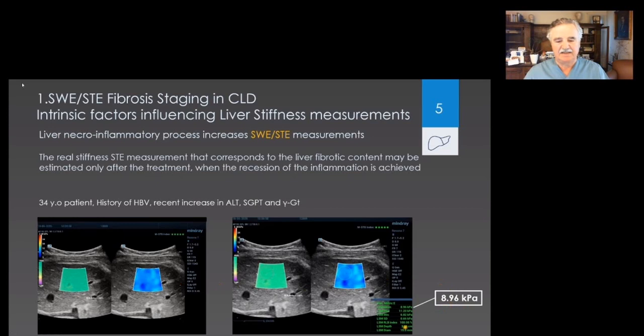This patient has an active necro-inflammatory process of his HBV, and we are going to know the real content of the liver only after the treatment. In this patient, after the antiviral treatment, we have seen normal values, 5.2.